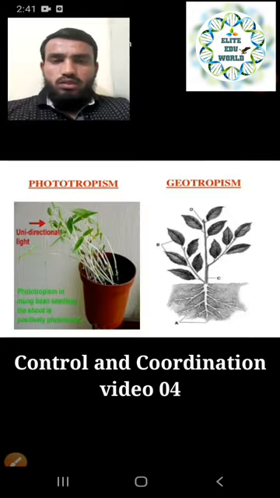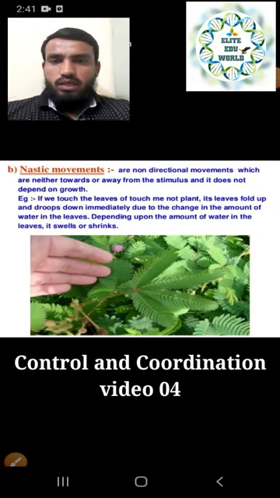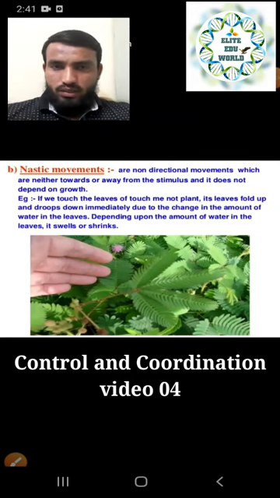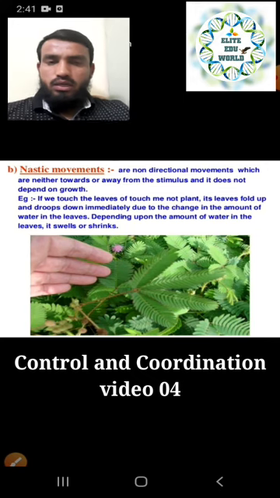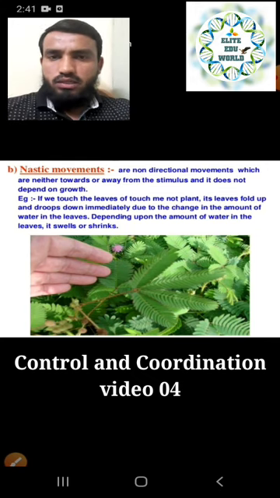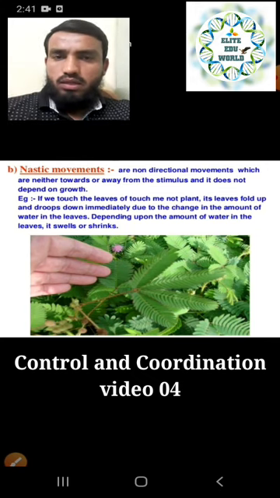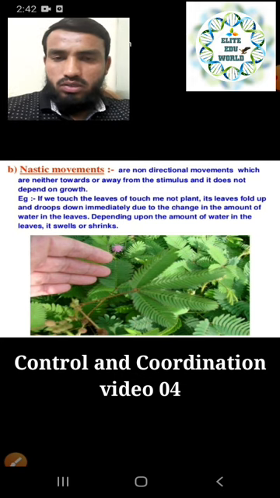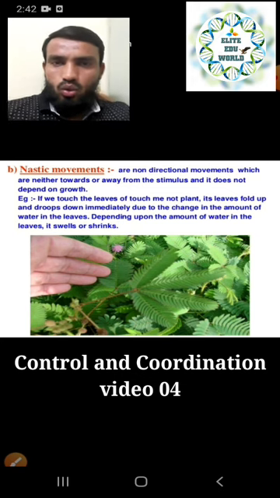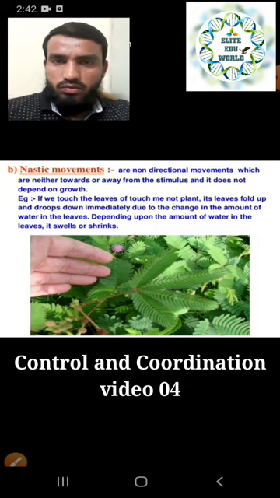The remaining one we will see here is the nastic movement. Just keep in mind that it is a non-directional movement. There is no need for any direction, and it happens only because of a stimulus. Take the example of the touch-me-not plant. When you touch the leaves of that plant, the region where you are touching, all the leaves get closed for the protection of the plant.